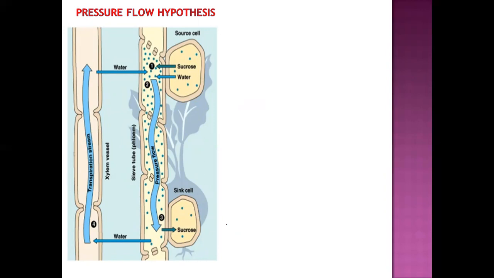If you see the pressure flow hypothesis here, this one is phloem and this one is xylem. Transpiration stream means xylem, and this is pressure flow. The pressure is continuously flowing downward, and the food is stored in any type of vegetable or fruits as well, and leaves as well, because we eat some leaves also, like lettuce, coriander, mint, etc.